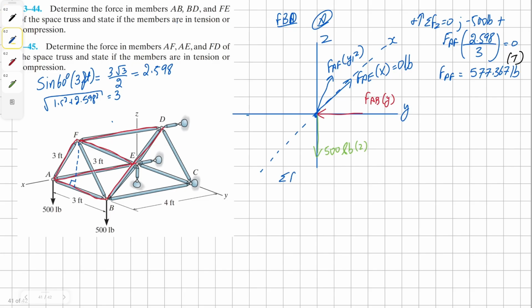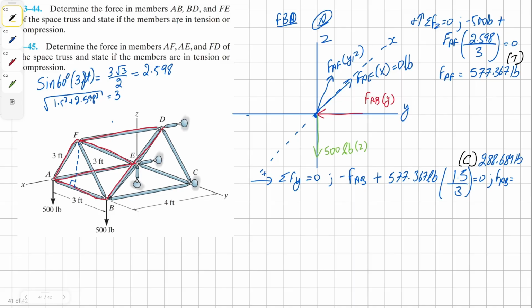Now we can sum the forces in the y direction. We're going to have negative force AB, positive y component of AF. Solving for AB, we get our solution as 288.684 pounds. And since it's positive and looking at the vector, we know this is in compression.